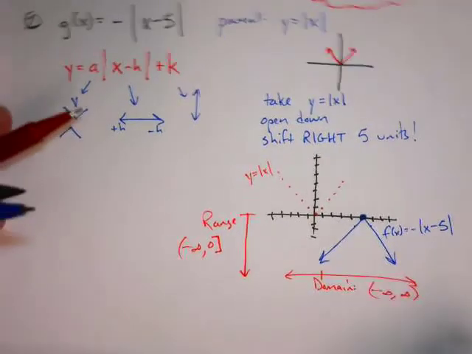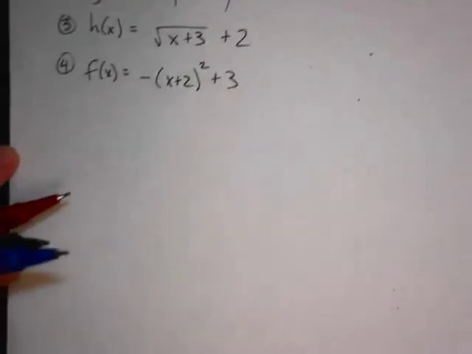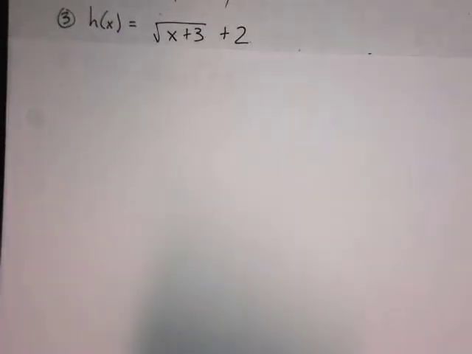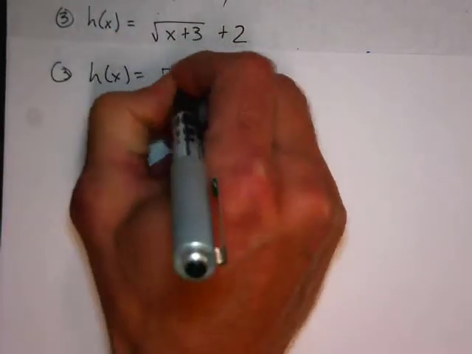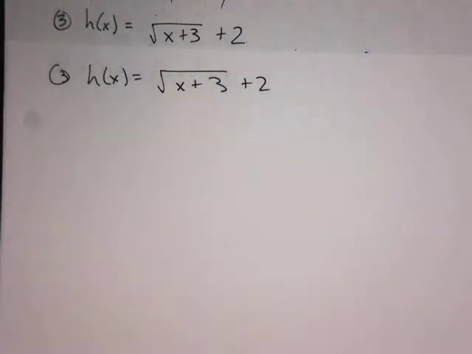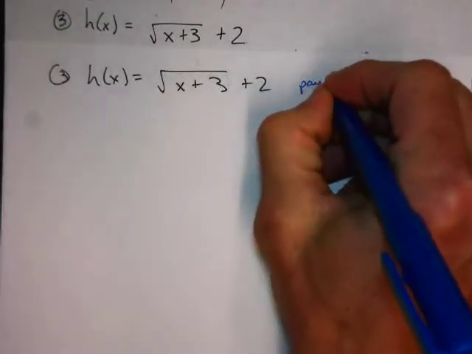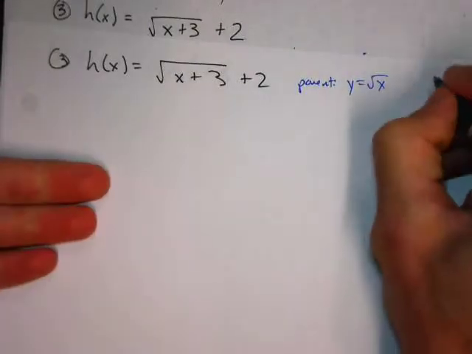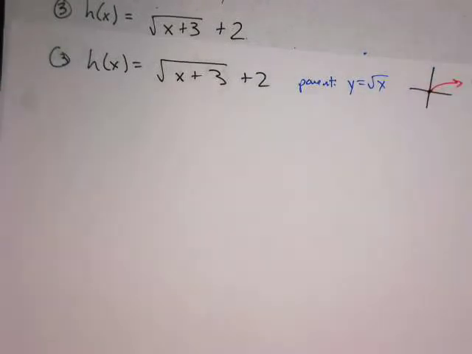All right, so now what we can do is take all that and apply it to even funkier stuff. So let's take a look at graph number 3. We have h of x is equal to another square root function, but let's see how all of these translations take place. We know the parent function, of course, is y equals the square root of x, and we know that the parent function will look something like this. And that's our parent function.